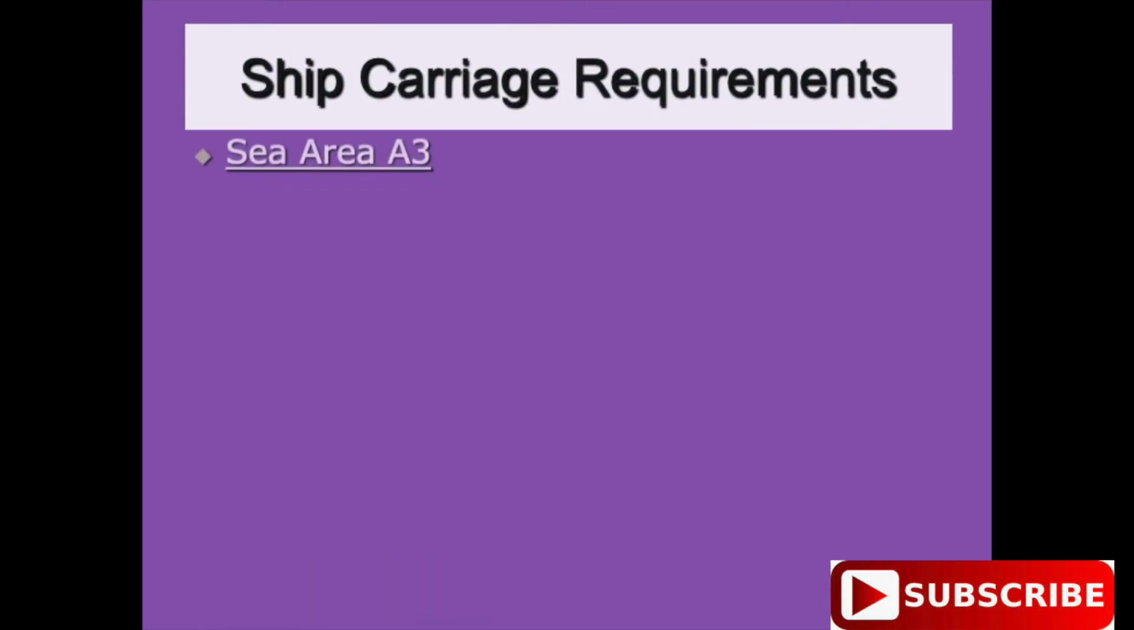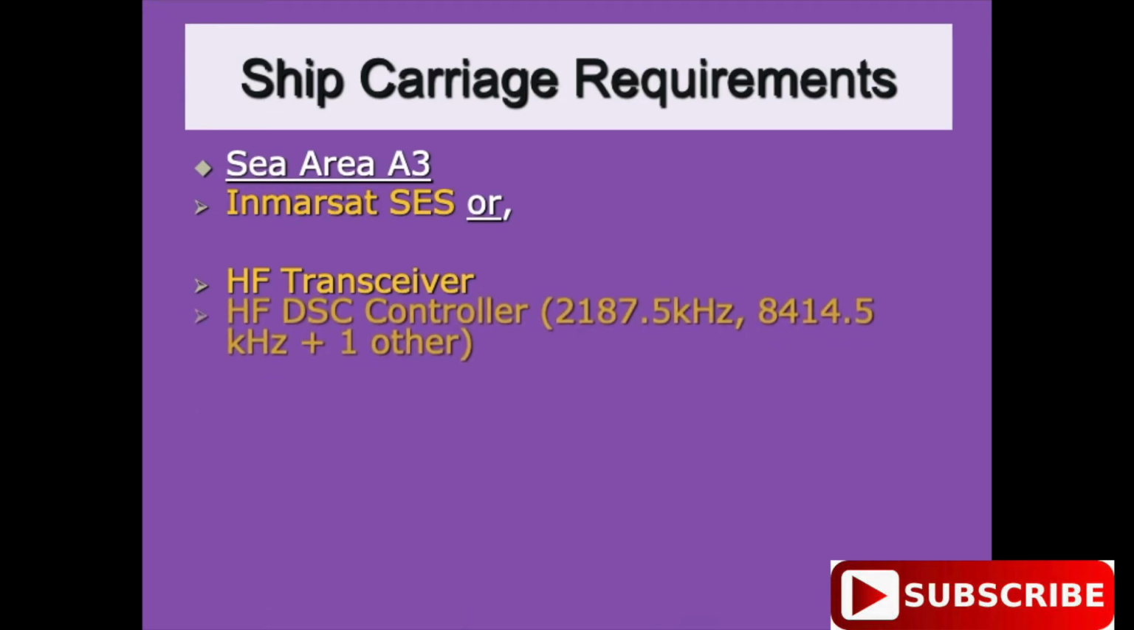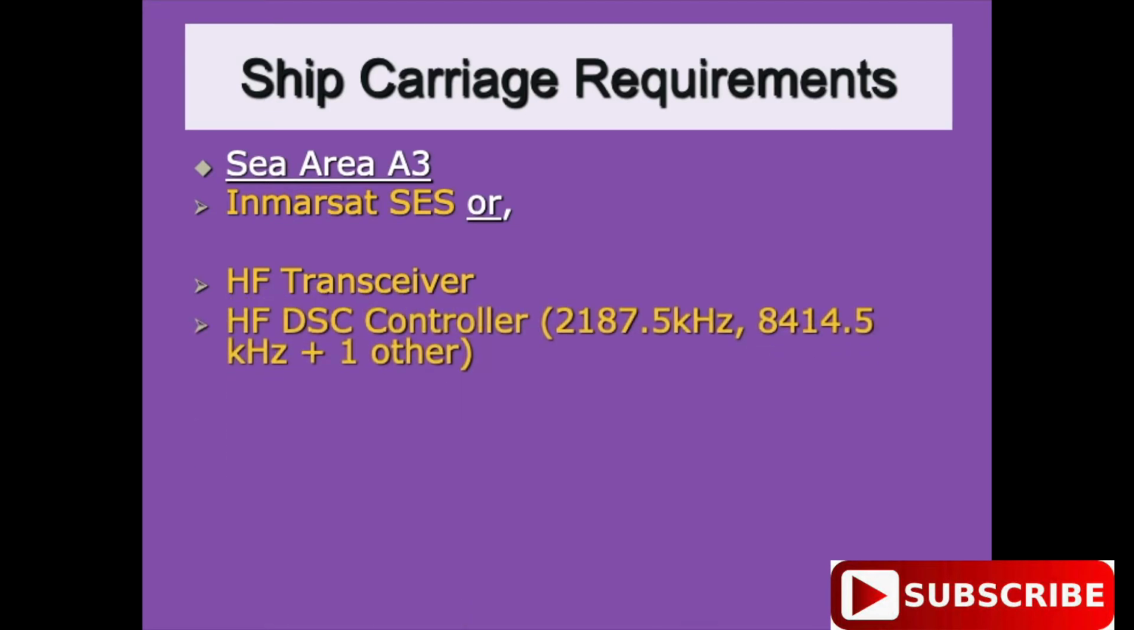Sea area 3 has all the things in sea areas 1 and 2, plus additional Inmarsat-C or an HF transceiver and an HF DSC controller. So what gets added in sea area 3 is the HF transceiver and HF DSC controller. In sea area 2, what was added was MF. The remaining requirements are the same; these are add-ons in sea areas 2 and 3. Now we go to sea area 4. The requirement is the same as sea area 3.